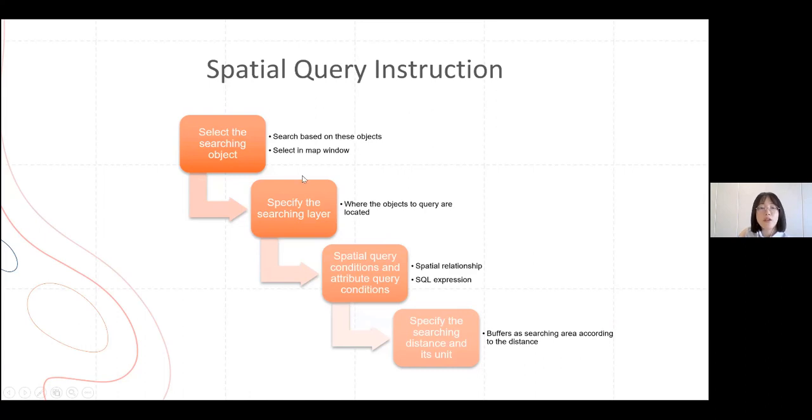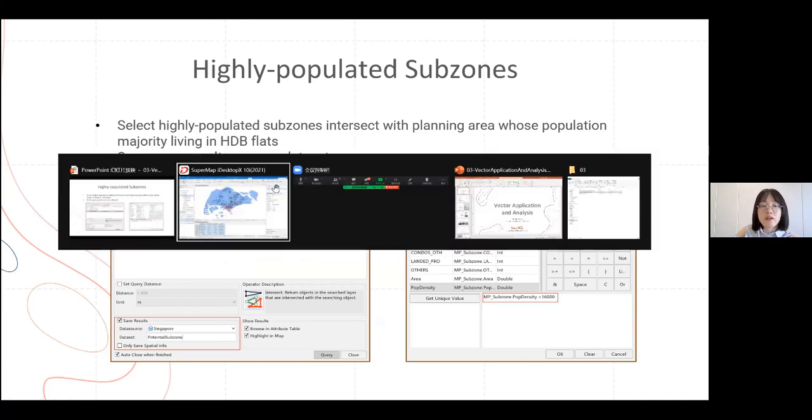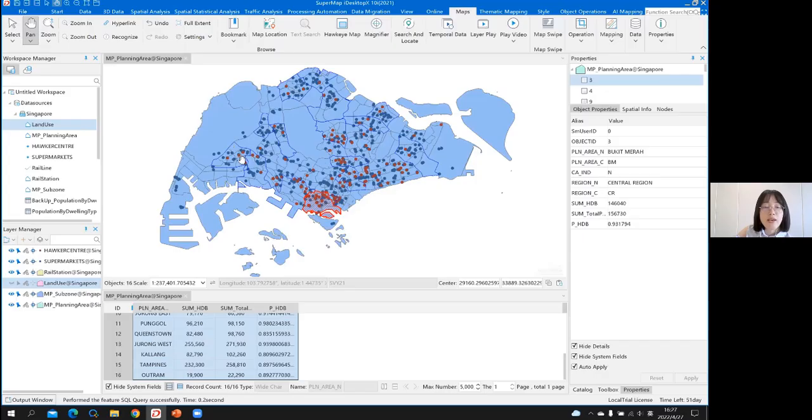And so here, now let's go back to our software. As we said before, just keep the selected result of our score query here in the map window. So these 18 planning areas we just selected would be our searching features for our spatial query.